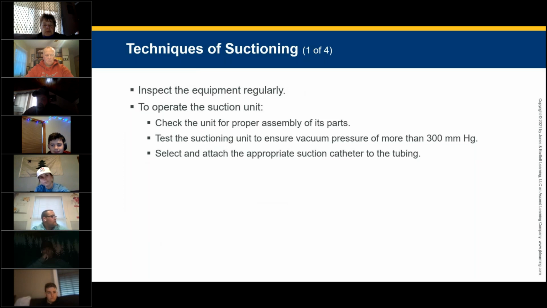So you need to inspect your suction equipment regularly. That should be something that you're checking at the beginning of your shift during your truck check. Make sure you unplug the portable suction unit. Make sure the battery is actually charged and going to last. You're going to want to check and make sure that it's properly assembled and ready to go. Turn it on and test it to make sure that you can get a vacuum pressure of more than 300 millimeters of mercury. And when you're going to use it, you're going to want to make sure you select and attach the appropriate suction catheter to the tubing.